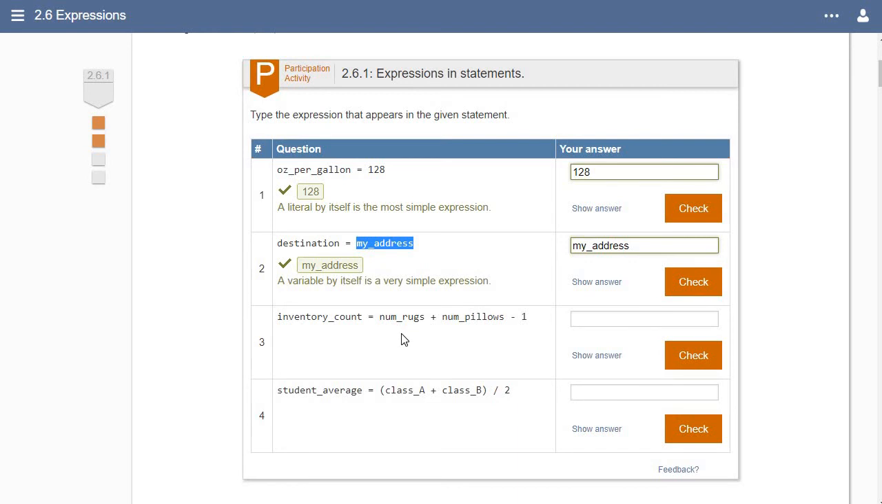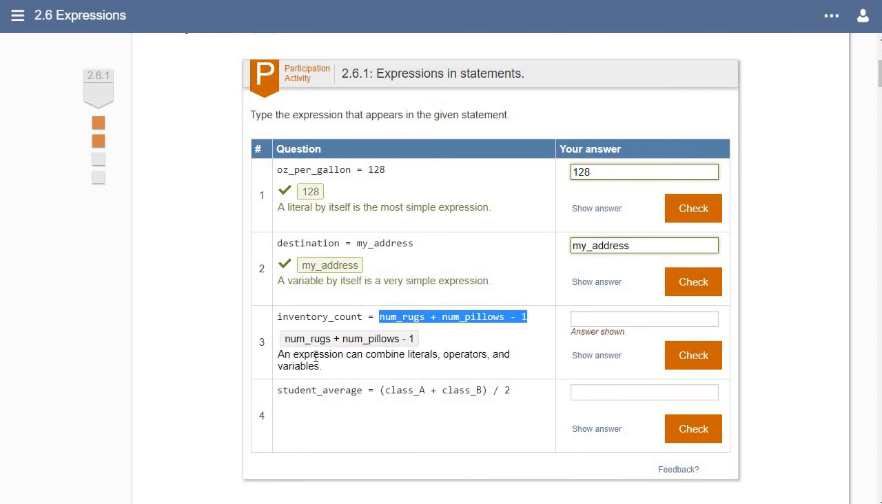Now here, it gets a little different. We have inventory count equals num rugs plus num pillows minus 1. Now we don't know the value of num rugs or num pillows, which means this is our expression. Instead of typing the whole thing, I'm just going to click the show answer, and there you go. That's the answer. The whole thing, all of this to the right of this equal sign, is the expression.